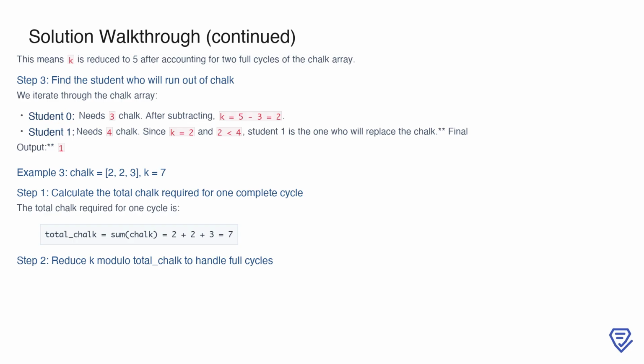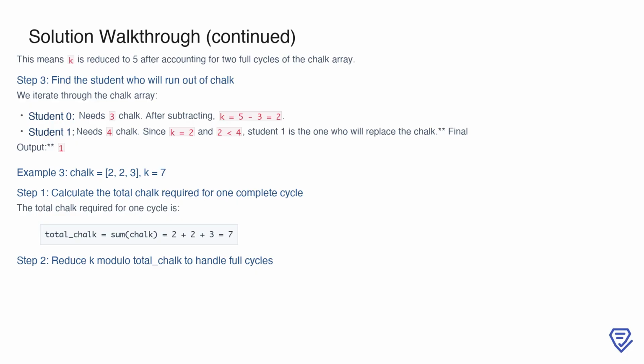In the third example, the chalk array is 2, 2, 3, and k is 7. As before, we start by calculating the total chalk required for one complete cycle. Adding up the array, we get 2 plus 2 plus 3 is equal to 7. Then, we reduce k modulo total_chalk. Since k is already equal to 7, calculating 7 % 7 gives us 0. This means all 7 pieces of chalk are used up in one complete cycle, leaving no chalk remaining.